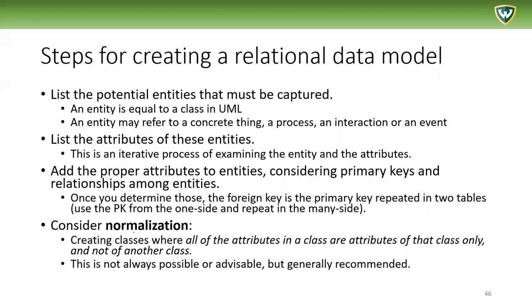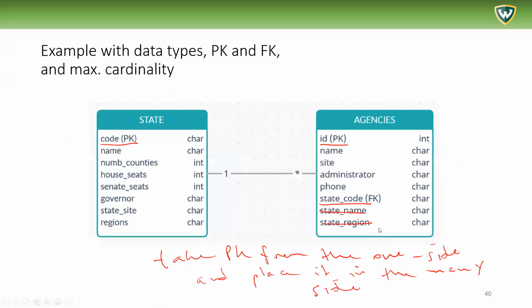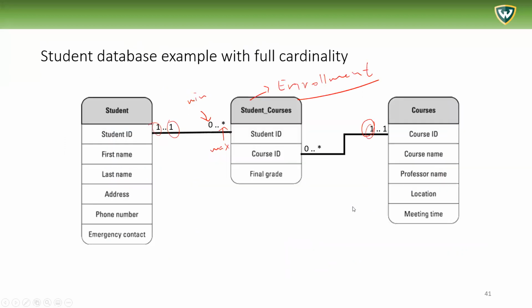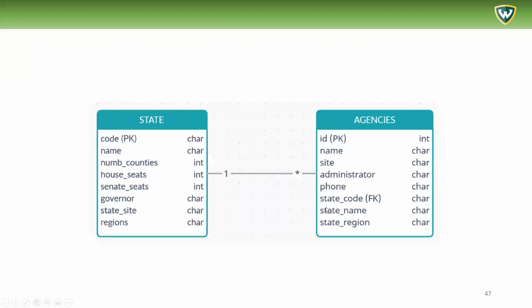Consider normalization. We're not going to get to this in this course, but you will learn this in the more developed specific database class. Essentially, we want to create classes where all of the attributes in a class are attributes of that class only and not of another class. And this has to do with what I just talked about, the state information in the agencies table. We want to keep the state information in the state table. Just keep the agency information in the agency table. This is not always possible or advisable, but it is generally recommended.